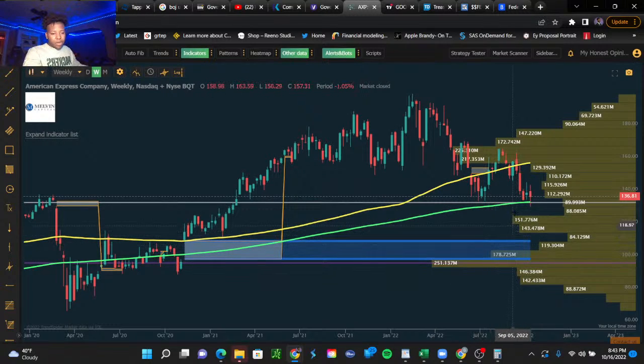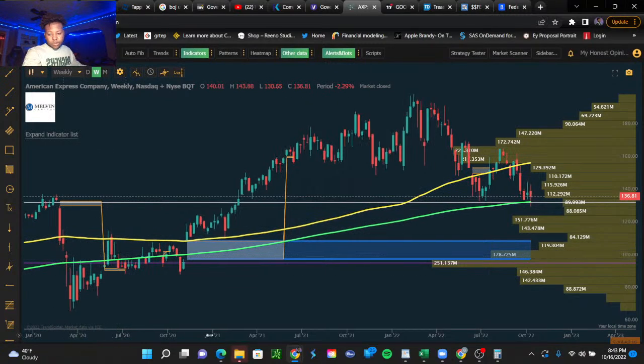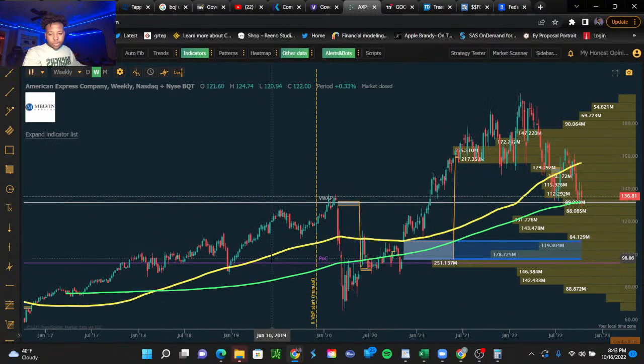But don't forget it's the gap here. So if it breaks under this demand zone, you can get this gap filled. So this would be at $100. You wanna own this. This will get you back towards. Yeah, you wanna own this down here.